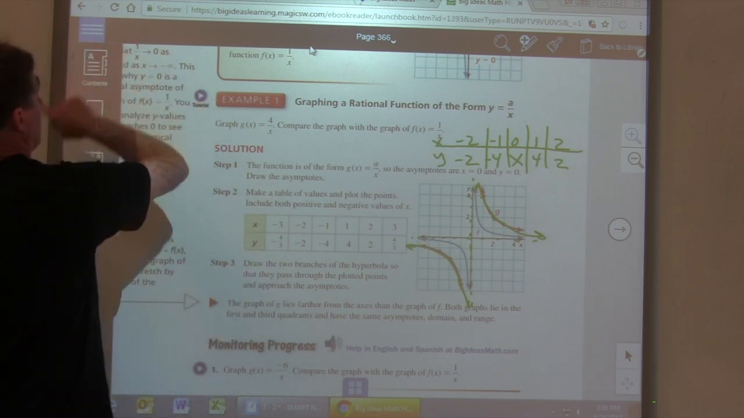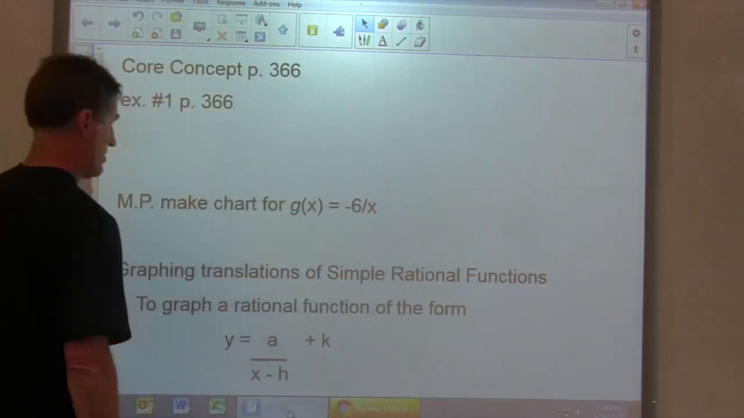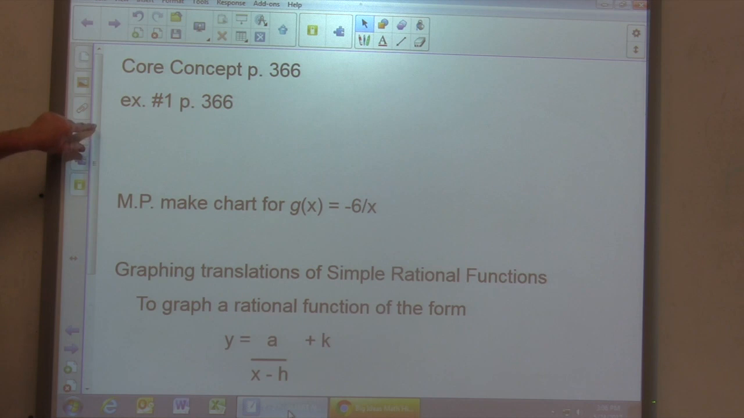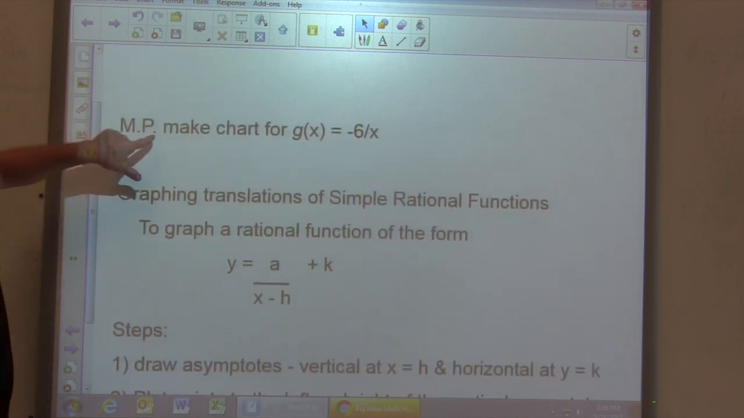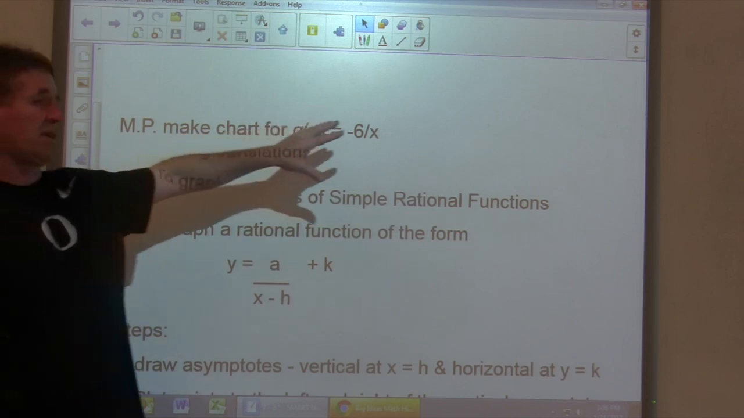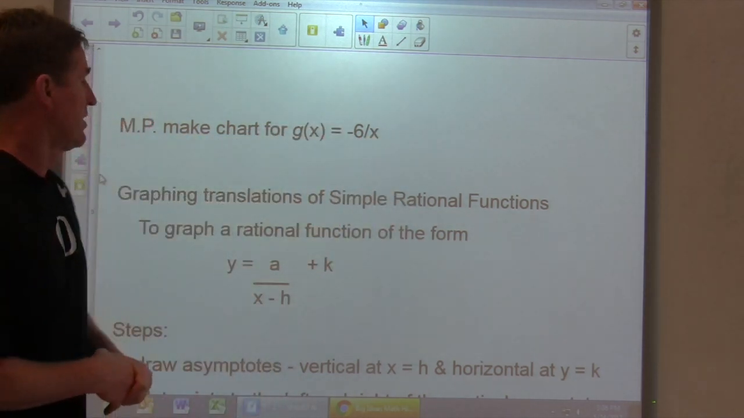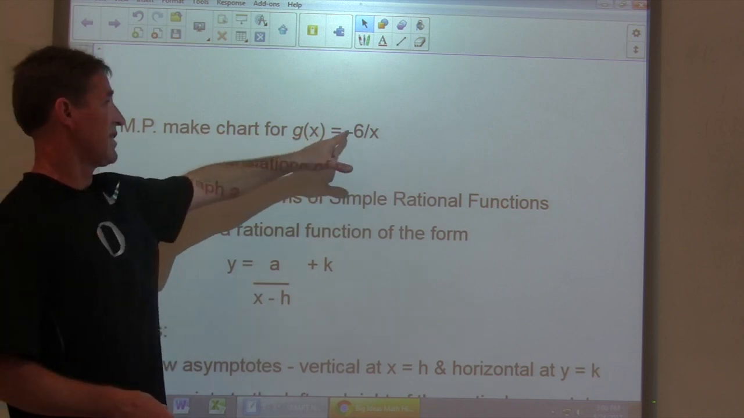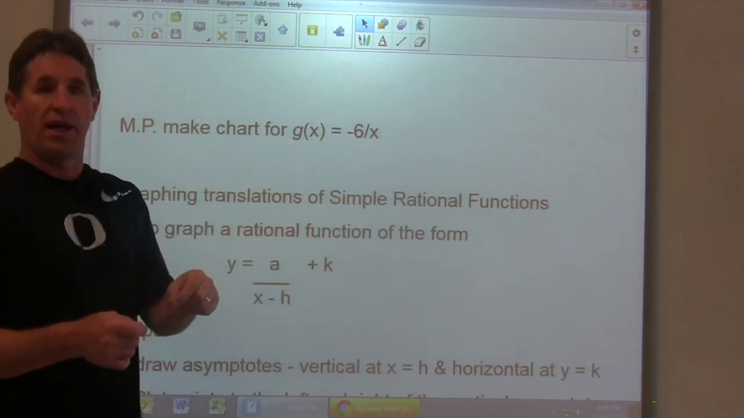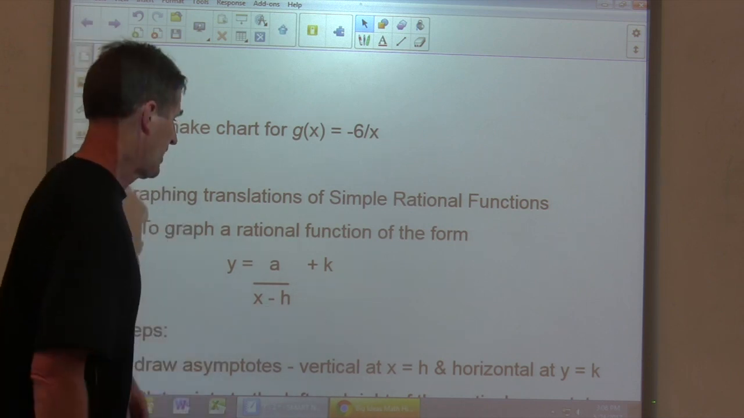All right? So we did example 1. What I'd like you to do on this one is just simply make the chart. I'll trust that you can graph the points on there. So what I'd like you to do is make a chart for g of x equals negative 6 over x. So go ahead, pause the video here, and then go ahead and try it.